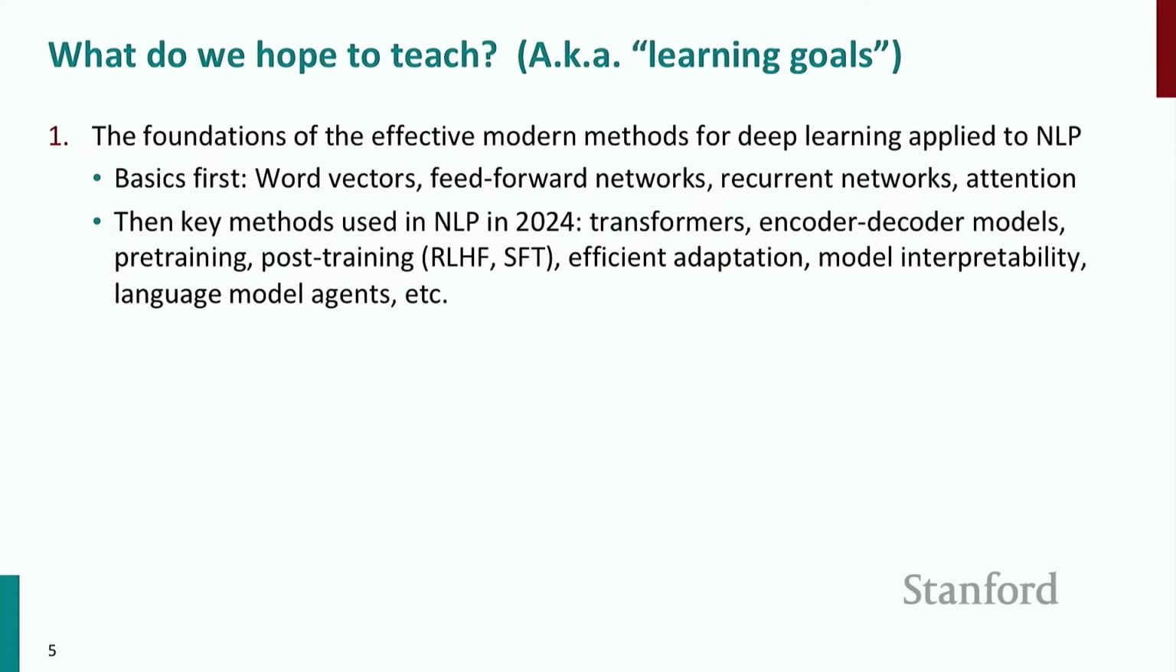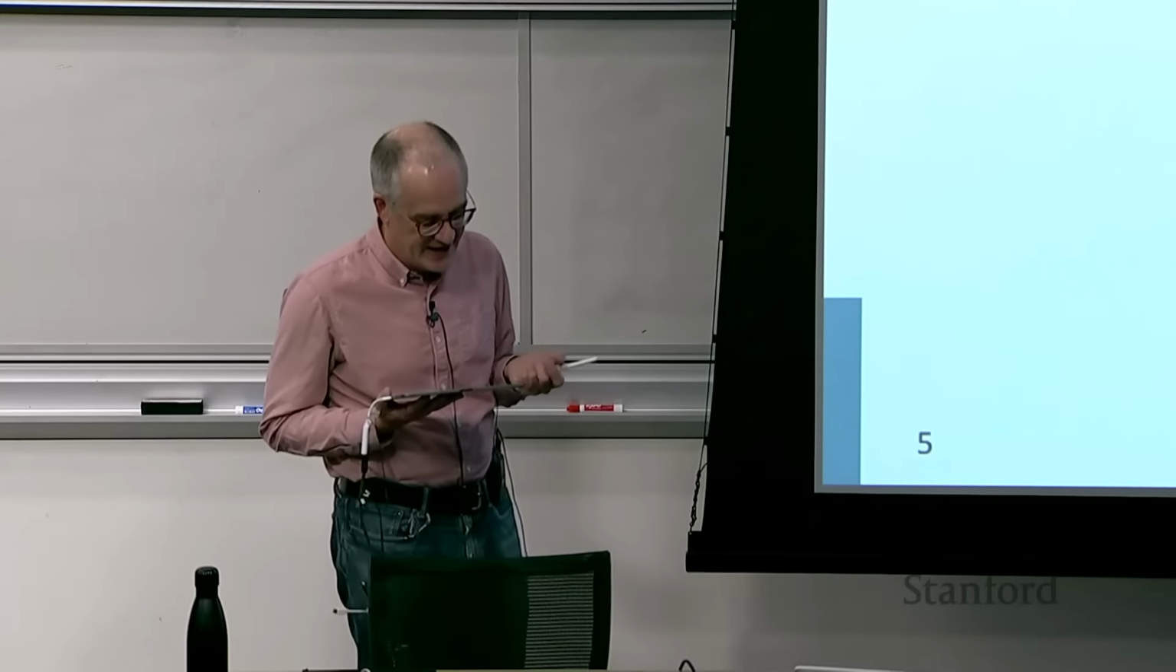So this class tries to build up from the bottom up. We start off doing simple things like word vectors and feed-forward neural networks, recurrent networks, and attention. We then fairly quickly move into the key methods used for NLP in 2024. I wrote down here transformers and encoder-decoder models.